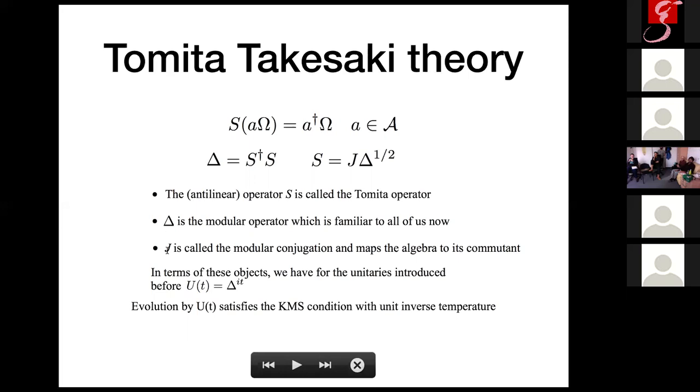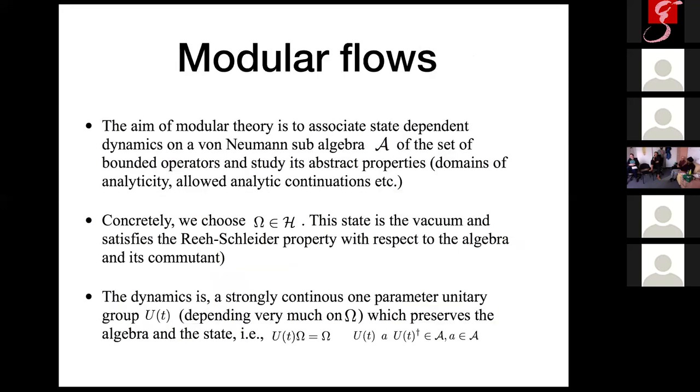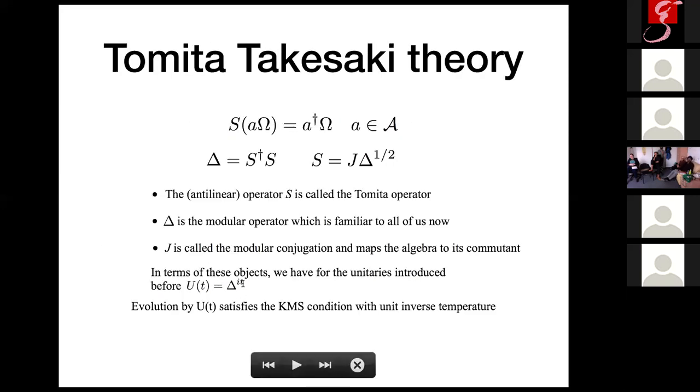Delta is called the modular operator, and J is called the modular conjugation. It's an anti-unitary. If you sandwich any element A in the algebra by J, multiplying on the left and right by J, then J A J will be in the commutant. It will commute with all the elements in A. And the U of t that I specified here is just delta to the i t. Since delta is self-adjoint, this is unitary. So this is the precise mathematical definition of a modular flow.